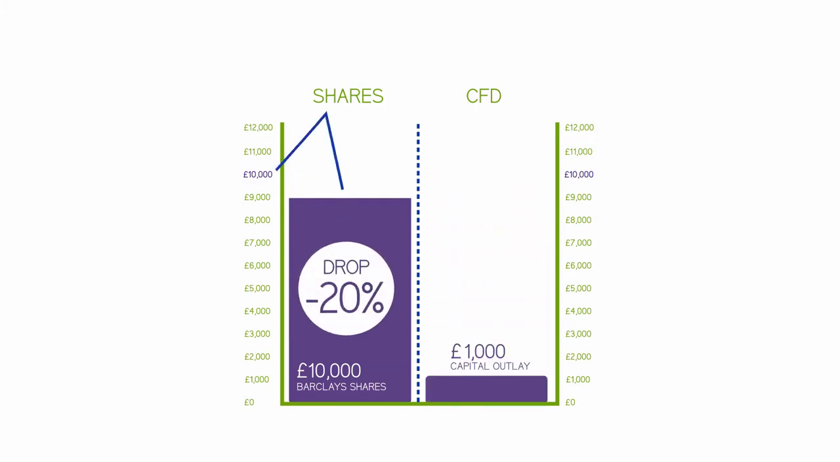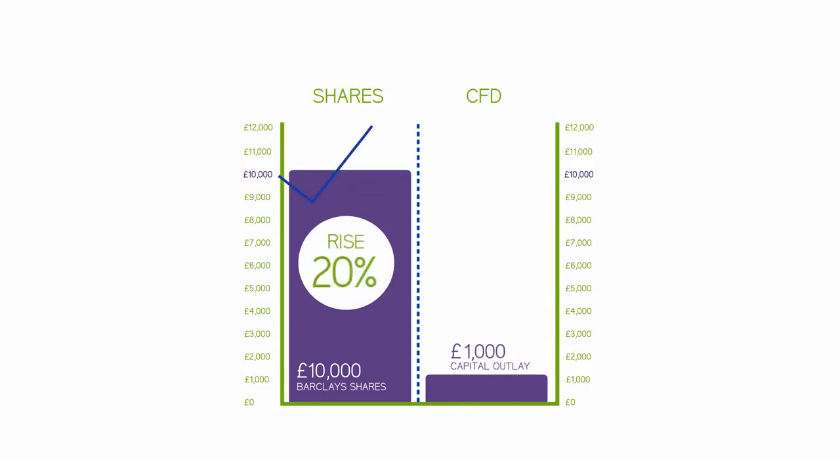So let's assume the shares drop 20%. This means that you would lose your original £1,000 and need to settle a further £1,000, bringing the total loss to £2,000. Exactly the same loss that you would incur had you invested £10,000 in conventional shares.